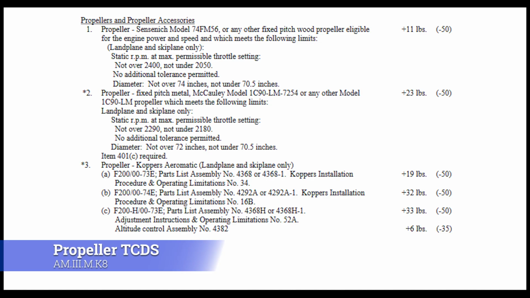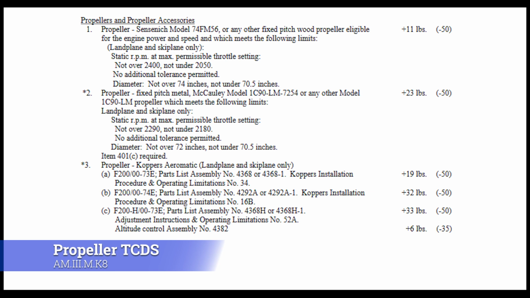And then you get down to the other types, the Koppers Aromatic, the land plane and ski planes only. So ski planes. So I guess you can't have it if it's on floats. But either way, those are actual part numbers and assembly numbers that could be used.